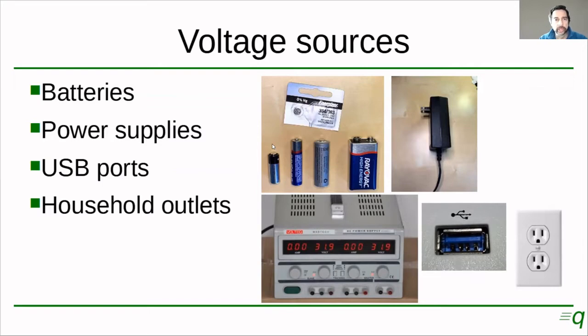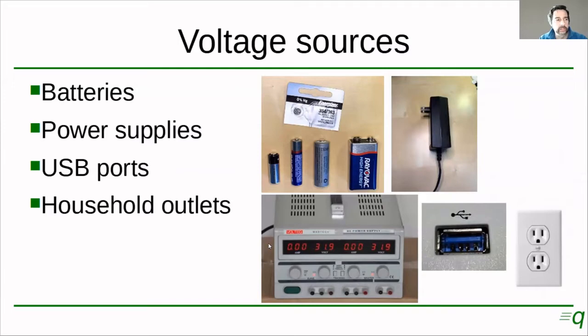Other than batteries, you have power supplies. This is a power supply which could be, for instance, the charger of your cell phone. And this converts 120 volts AC to a lower DC voltage here in this cable that is what you plug into your phone. And most cell phone chargers will provide about 5 volts.